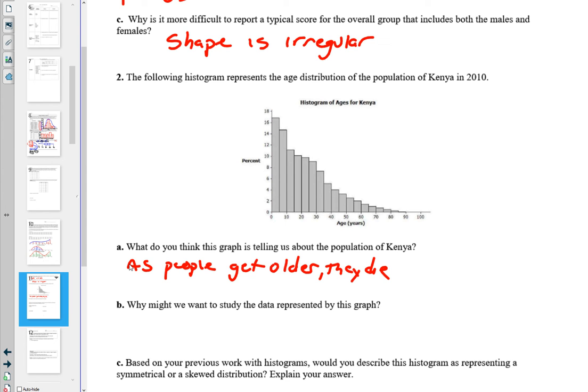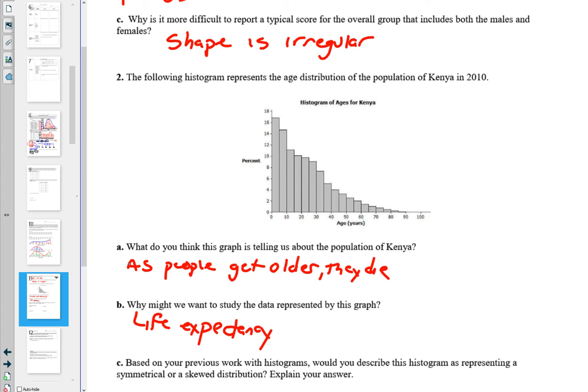They didn't really ask a specific question. Why might we want to study the data represented by this graph? I don't know, life expectancy maybe? What type of skew is this? Yeah, positive, or you can say a right skew. Tail appears to be there. The mean, if you were to calculate the mean age, it'd probably be somewhere in this area, whereas the median is going to be somewhere around there.